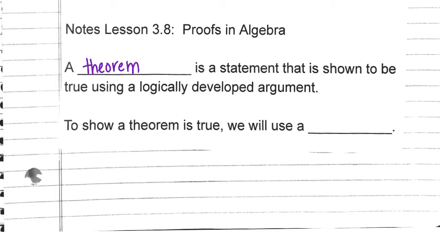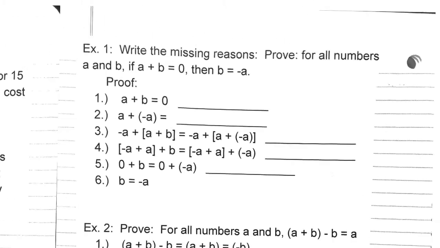A theorem is a statement that is shown to be true using a logically developed argument. And to show a theorem is true, we will use what we call a proof. Little do you know that you've already done this. So let's go ahead and look at number 1.